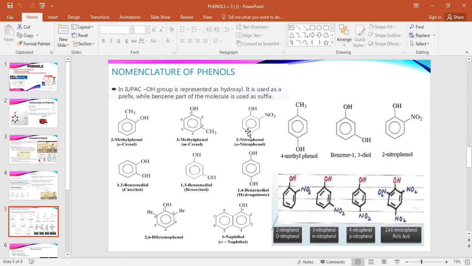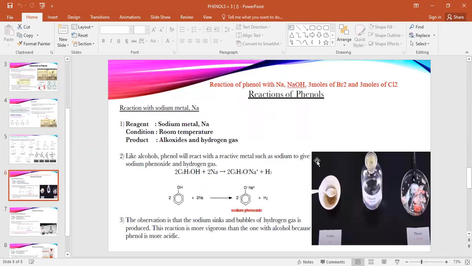That's it. And then you will write the name of the branch first. Like here, you have to start 1, 2, 3, 4. So 4-methyl. First write the name of the branch, then write the name of phenol.